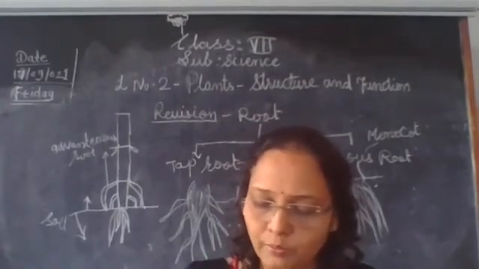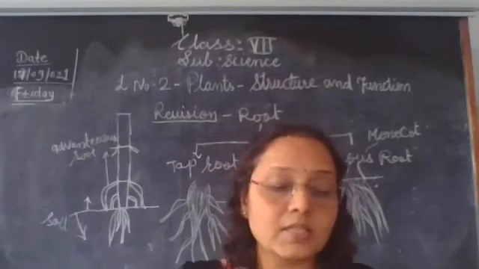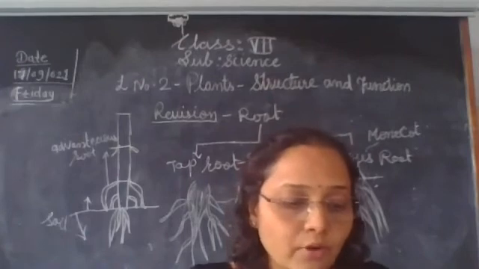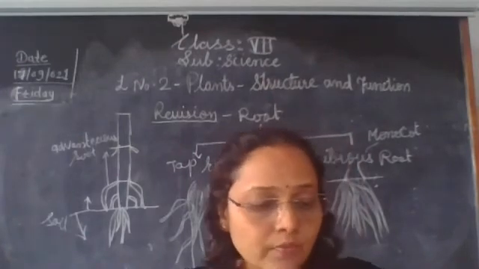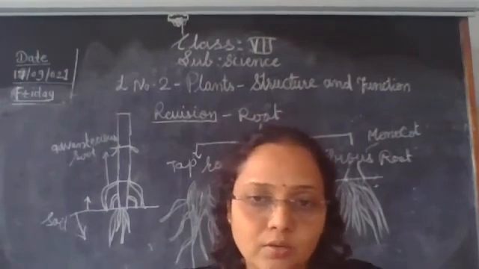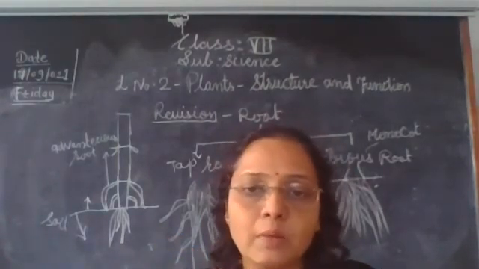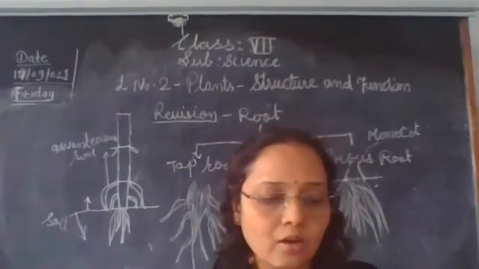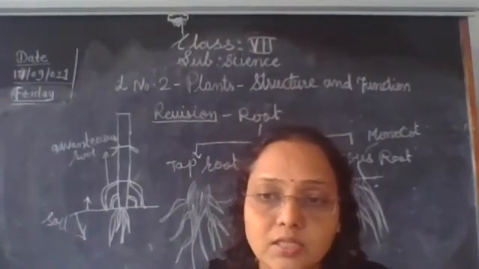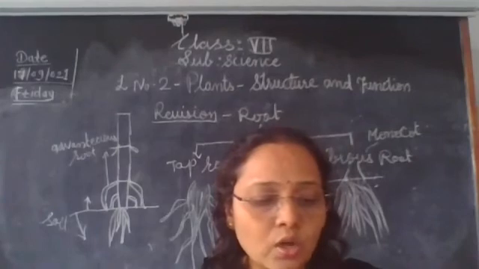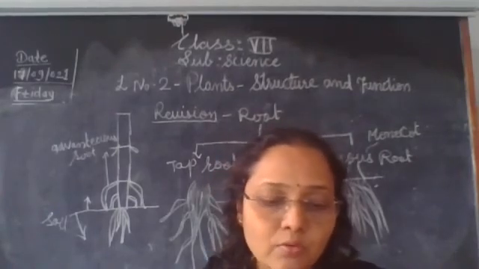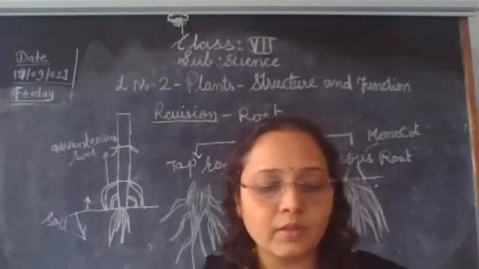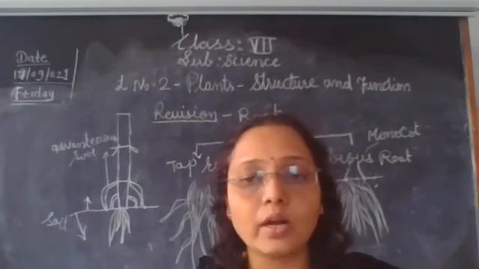Then the next topic is stem. The stem grows above the soil from the plumule portion of the sprouting seed. Okay, radicle forms the root and plumule forms the stem. As the sprout grows, the length of the stem gradually increases. Then there are nodes on the stem. The leaves come out from the node portion. The part of the stem between two nodes is called internode.